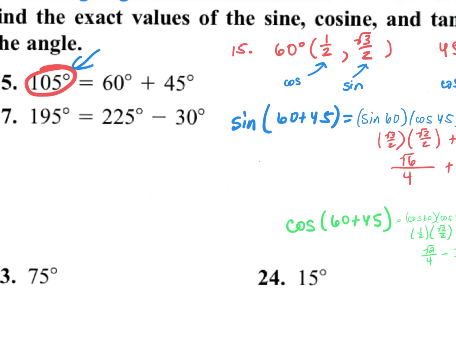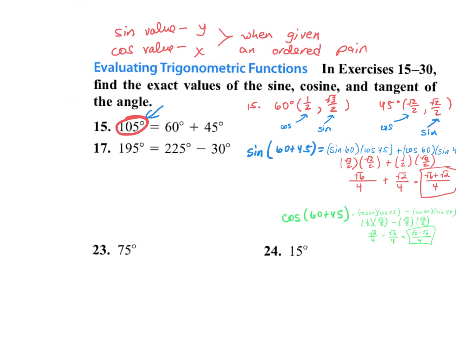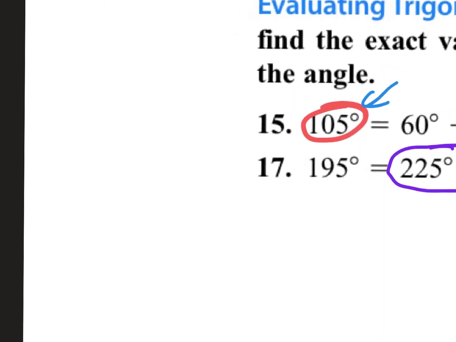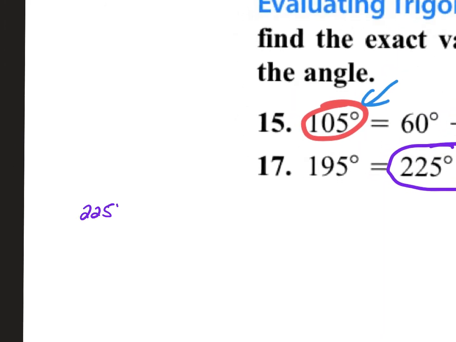All right, now we're going to work on the second one here. We're going to find the exact value of sine and cosine, and we are going to use the two angles, 225 and 30. So again, I'm going to write over here: I have 225 degrees. What is that ordered pair? And then 30 degrees. What is that ordered pair? So we go to our unit circle.